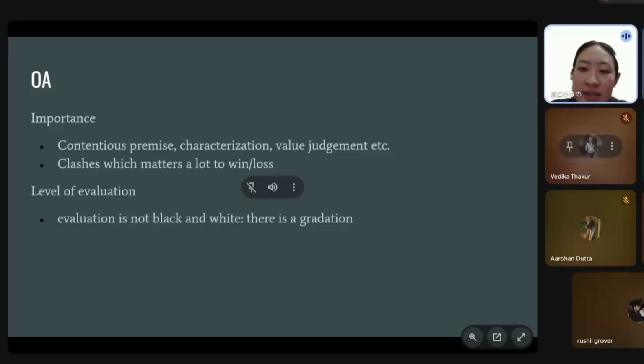The second thing is the level of evaluation. As I already explained, evaluation is not black and white. There is a gradation. If one thing is lacking, it doesn't mean the argument is completely unproven. What you have to acknowledge is that teams managed to prove something, and you have to take into account to what extent the teams are able to prove. I think the common thing I see in the feedback is that judges are not very punitive. They don't collect our argument even though we have some explanation.